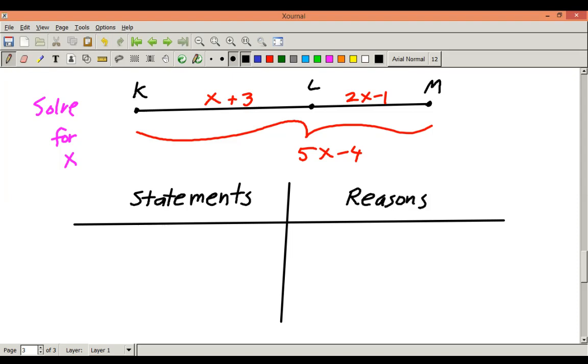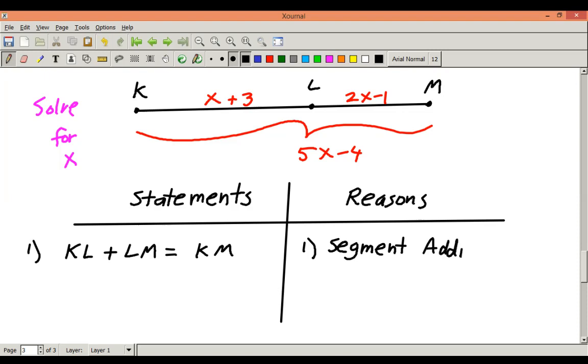And remember that every statement must have a reason that goes with it. Okay, so statement number 1 is, I'm going to say that KL, the length of segment KL, plus the length of segment LM equals the length of segment KM. Reason? Segment addition postulate. Oh, we're using something we learned earlier. That happens a lot this year. We can write that statement number 1 because of the segment addition postulate.